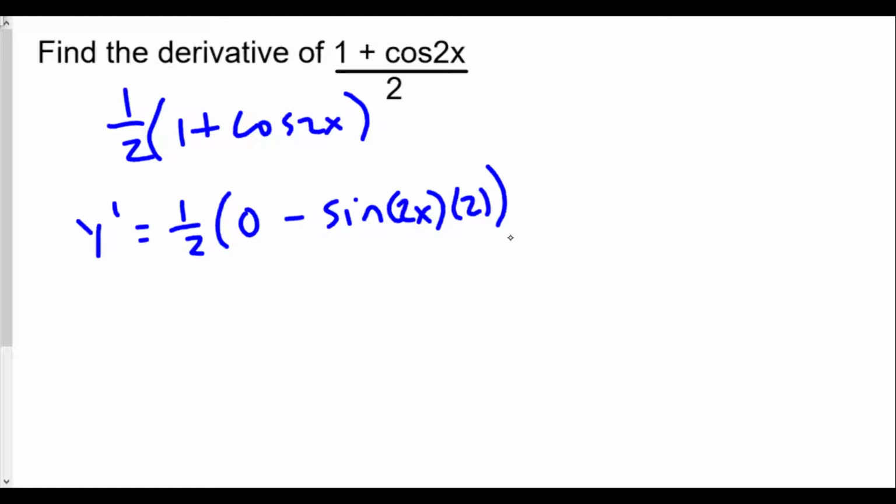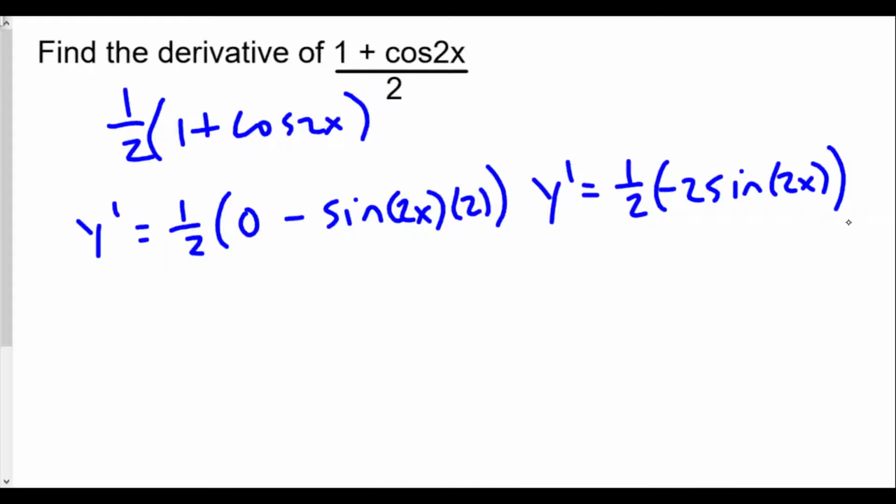So we're going to end up getting y prime equal to 1/2 times negative 2 sine 2x, or in this case, y prime is equal to negative sine 2x. Now, this may not be one of the choices available, but this is totally good.